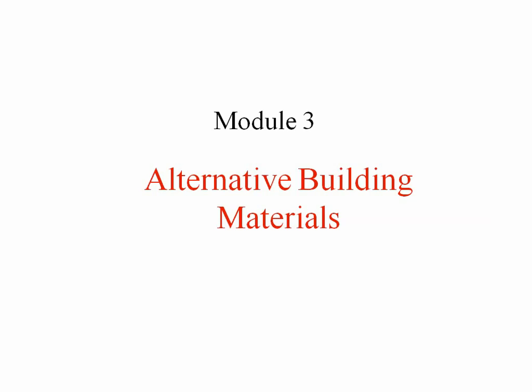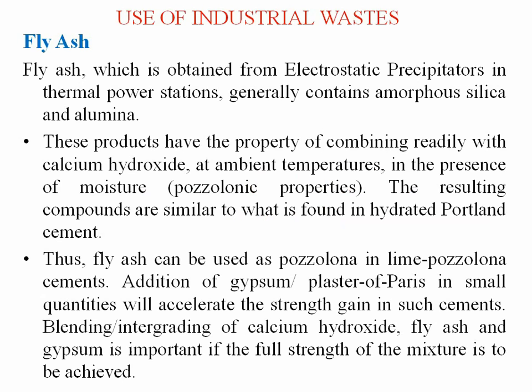This is the continued part of alternative building materials, that is module 3. The next topic is about the use of industrial waste. In the last video session we discussed agro waste, and now we'll go through the use of industrial waste. The first one is fly ash.